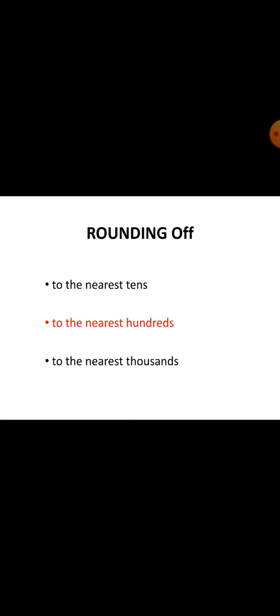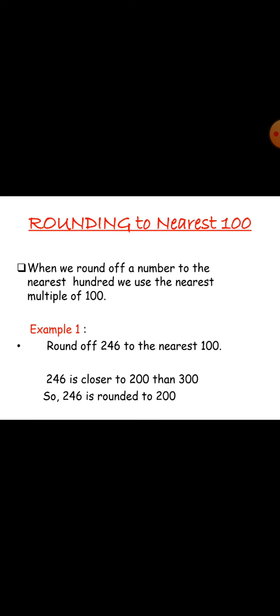Now yesterday we discussed rounding off to the nearest tens. Now we will be doing rounding off to the nearest hundreds. Yesterday I told you, on the same lines I am discussing this. When we round off a number to the nearest 100, we use the nearest multiple of 100. Whatever number is given, you have to change it and bring it to the nearest multiple of 100. So, I have taken an example: round off 246 to the nearest 100.